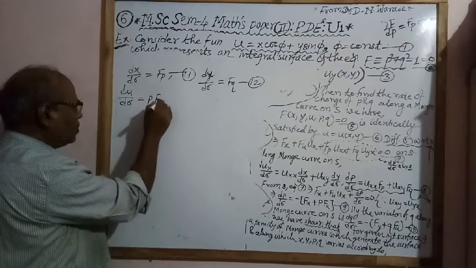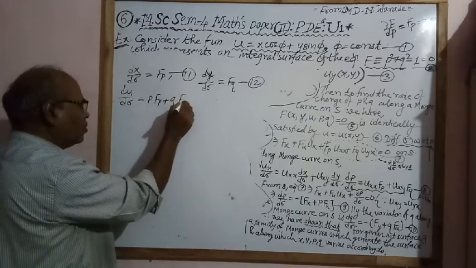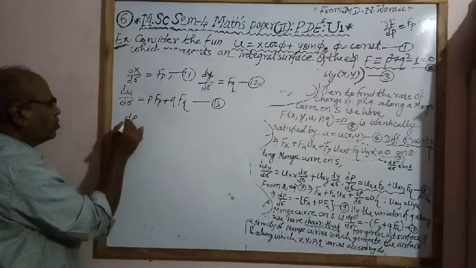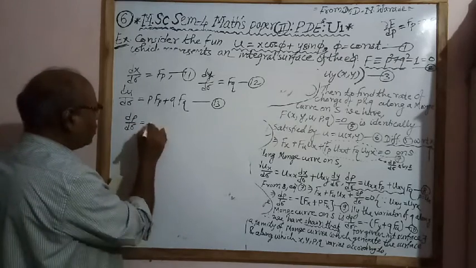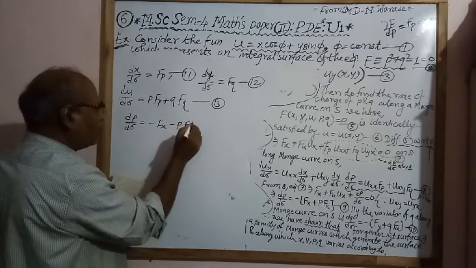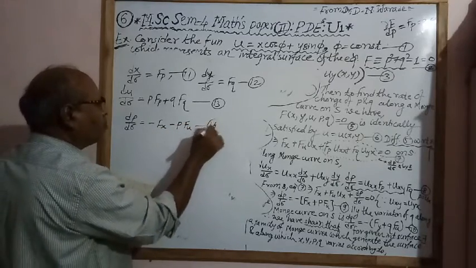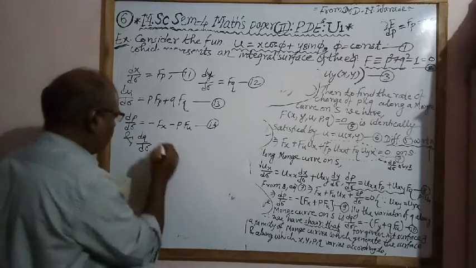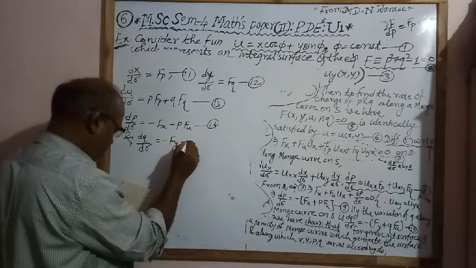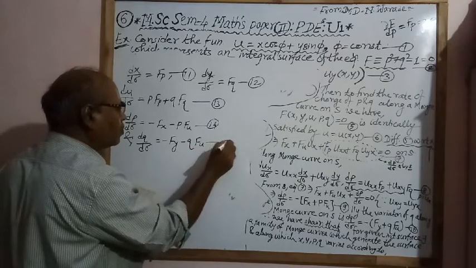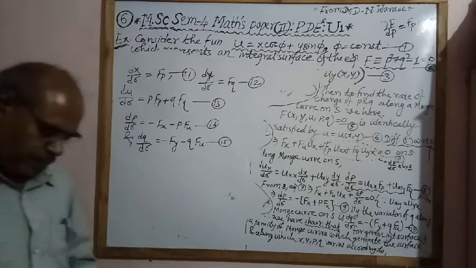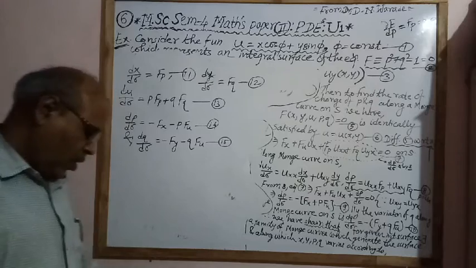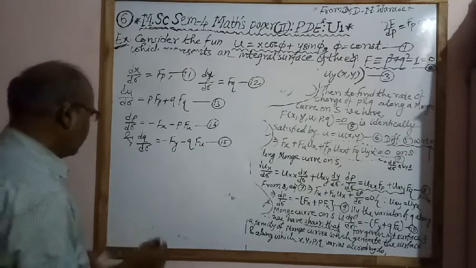P fp plus q fq, dp by d sigma equal to minus fx minus p fu, and dq by d sigma equal to minus fy minus q fu, equation 15. Therefore, we say that the Monge curve exists only on a given integral surface.